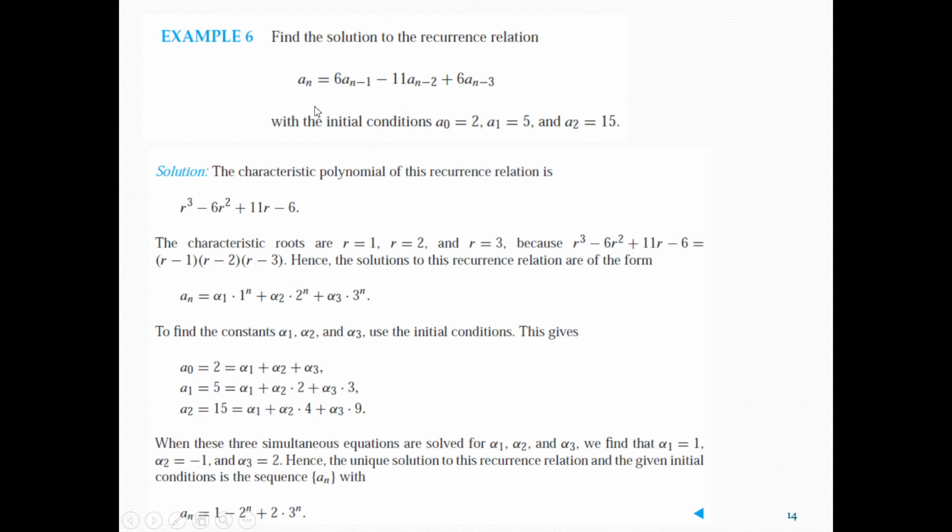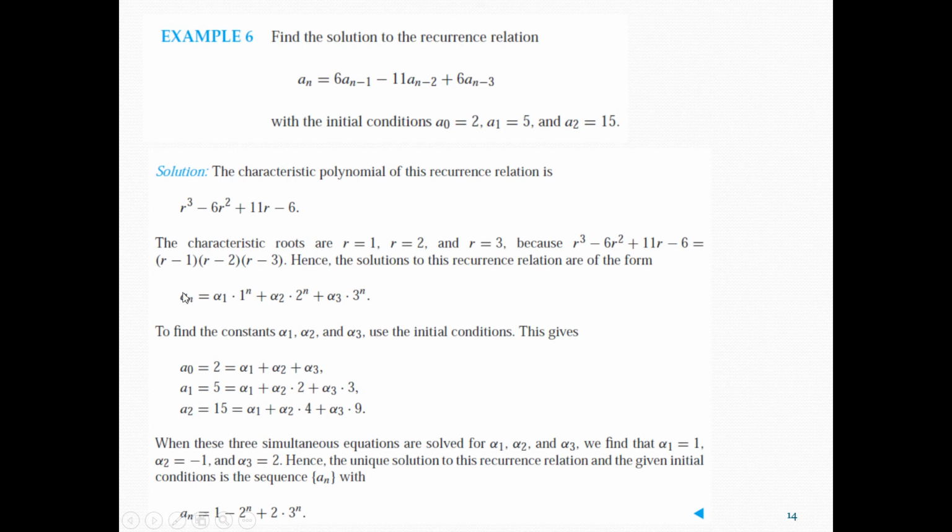characteristic equation, and the characteristic equation is obtained by r^3 minus c1 r^2, that is minus 6 r^2, minus c2 r, that is minus 11 r, and minus c3, that is minus 6. So this is the characteristic equation. This is equal to 0, of course. Okay, the characteristic polynomial is this. When we have a characteristic equation, we must put it equal to 0.